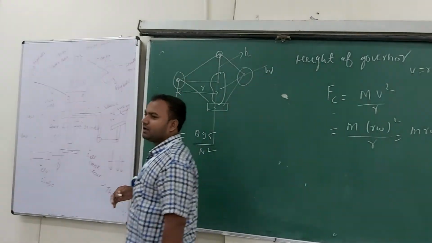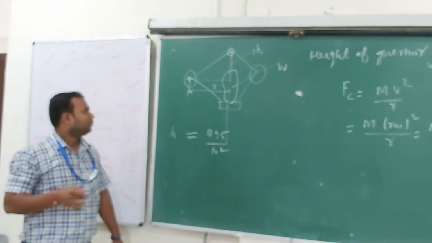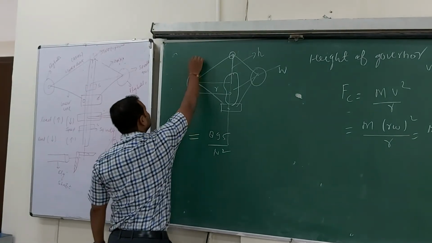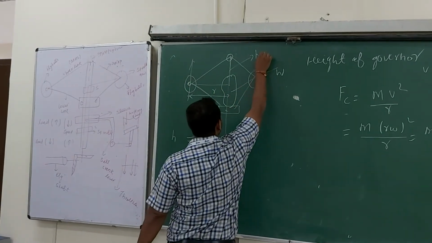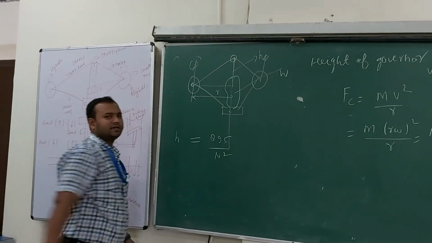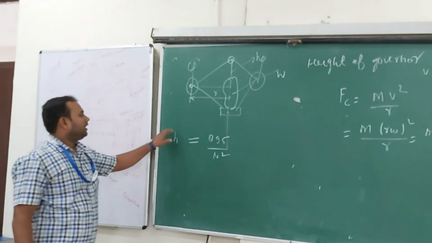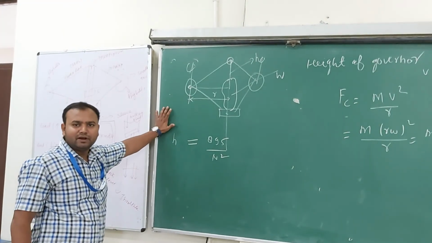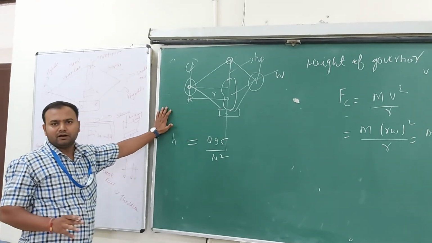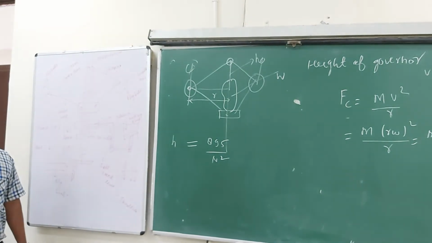Another kind is the Proell governor, in which we use an extension link. The next kind is the spring controlled governor. In this type of governor, we use a nut and spring arrangement and adjust the load.